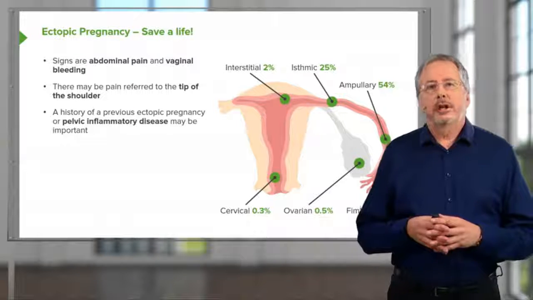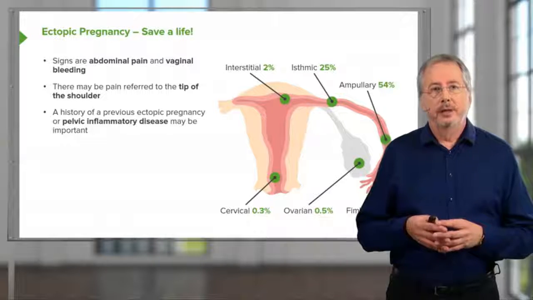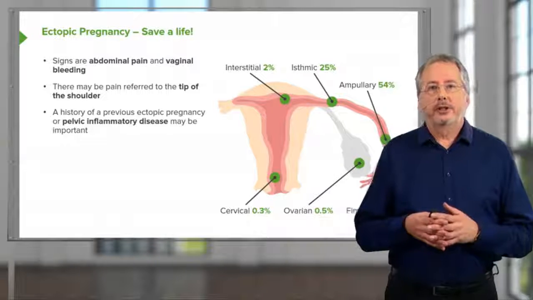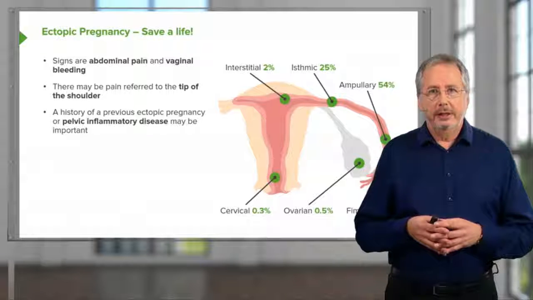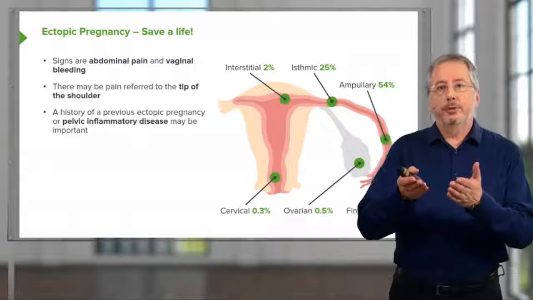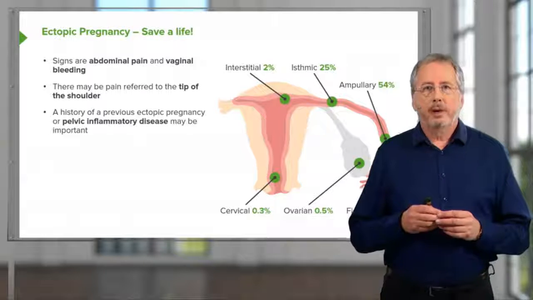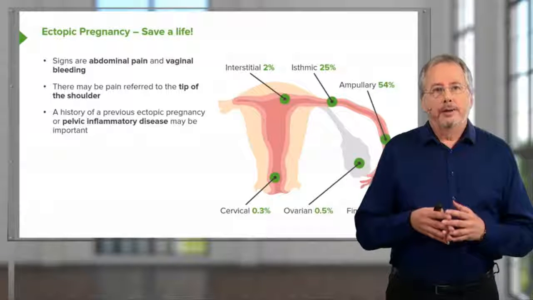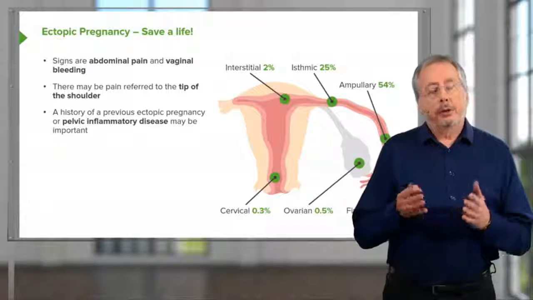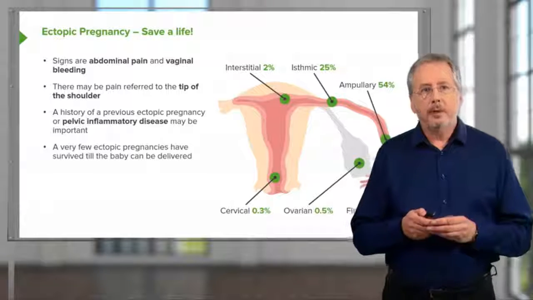There are some things which can actually predispose towards an ectopic pregnancy. So for instance, if the mother's had a previous ectopic pregnancy, it suggests that there might be an issue, perhaps in transport of the fertilized egg down the oviduct towards the uterus. Or if she's suffered from pelvic inflammatory disease, this might also be a risk factor for an ectopic pregnancy.